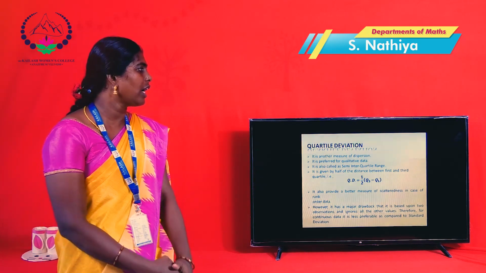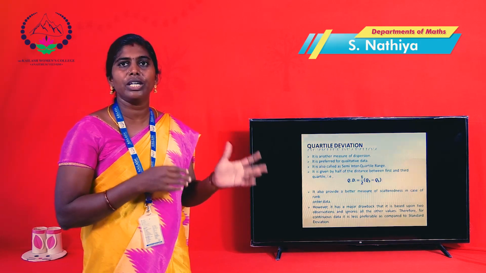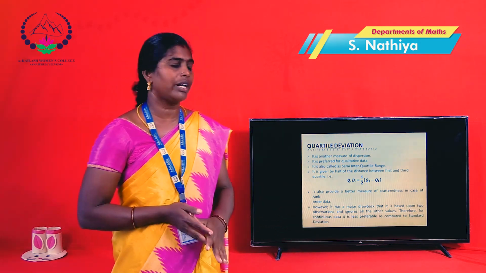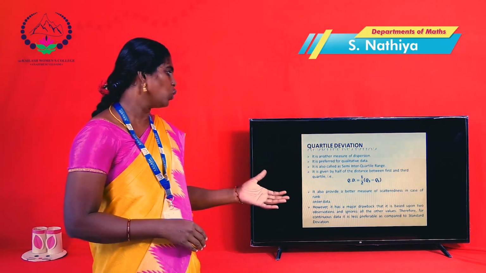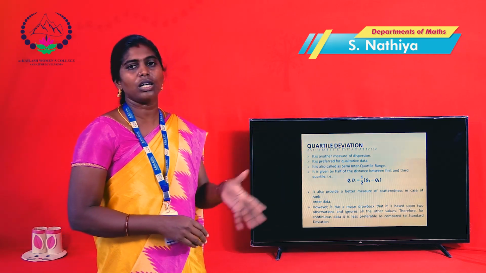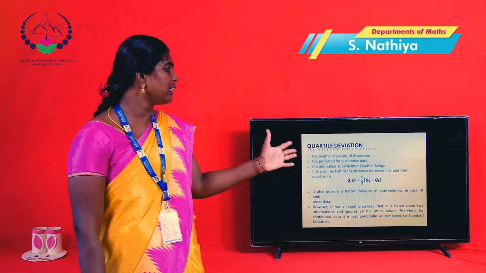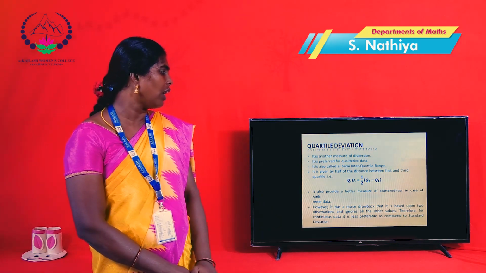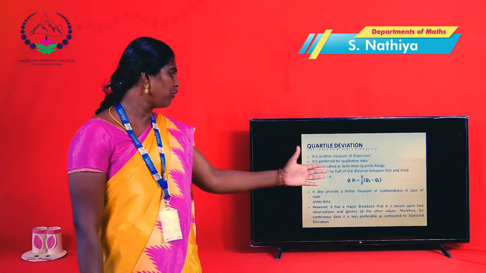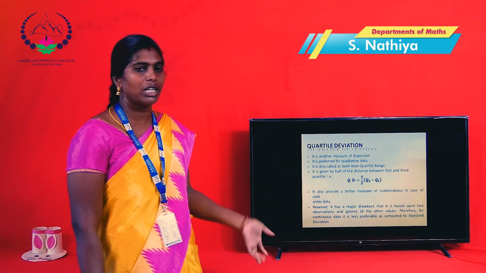Quartile deviation is another measure of dispersion. It is given as half of the difference between the first and third quartile. QD equals Q3 minus Q1 by 2. It also provides a better measure of scatteredness in the case of ranks. The major drawback is that it is based upon only two observations and ignores all the other values. Therefore, for continuous data it is less preferable compared to the standard deviation.